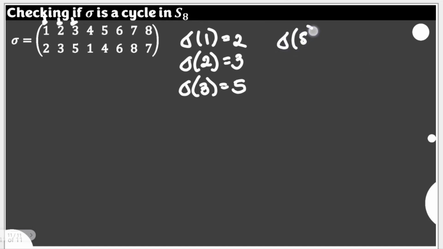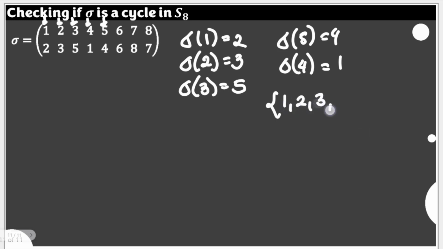So how about 5? 5 is being mapped to 4. And of course, 4 is now mapped to 1. With this, we can establish a set which we call the orbit containing the elements 1, 2, 3, 5, and 4. Now these elements can be rearranged, but let's just stick with this arrangement because there is also another idea that can be connected once we establish a certain cycle later.